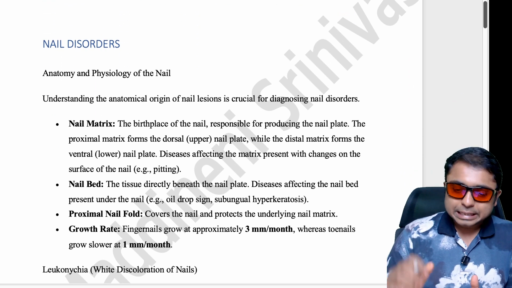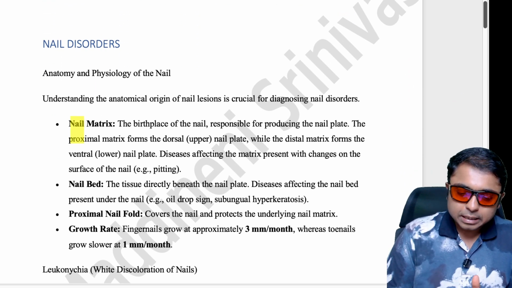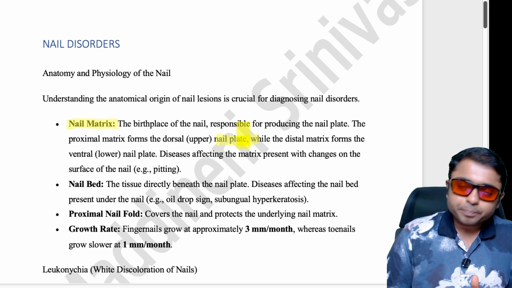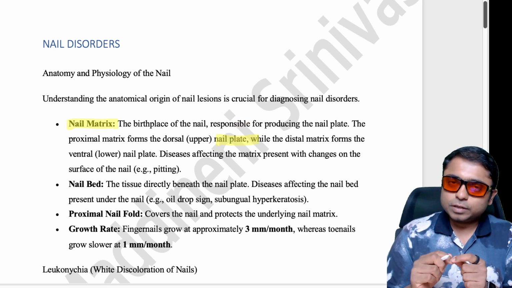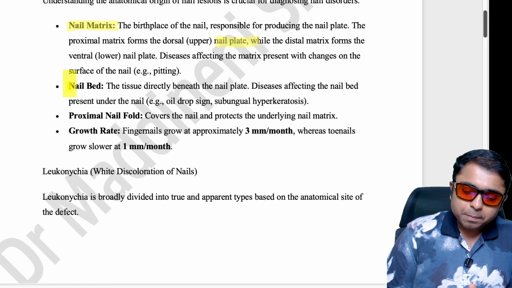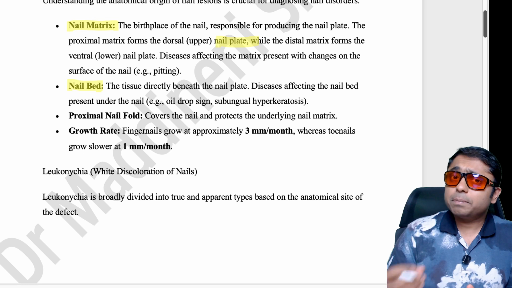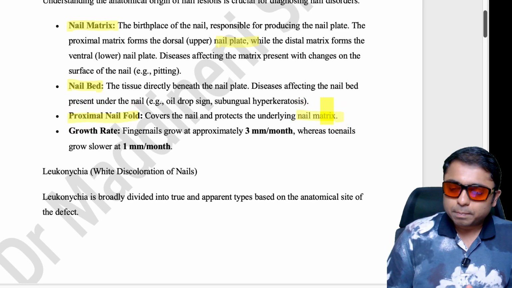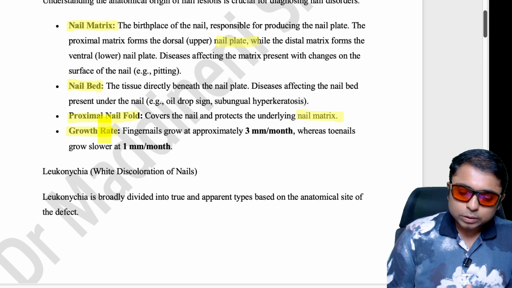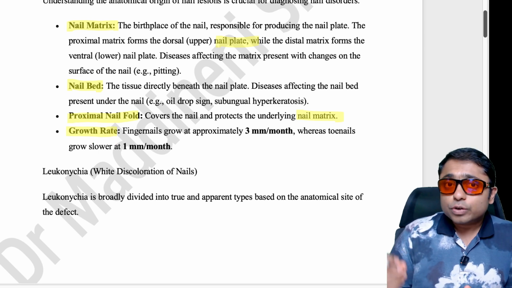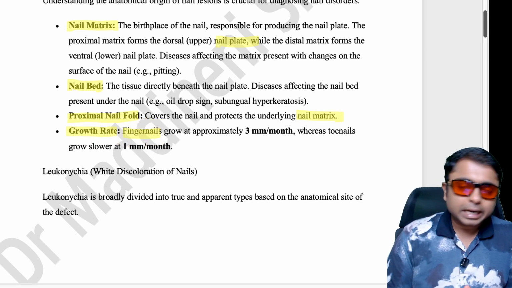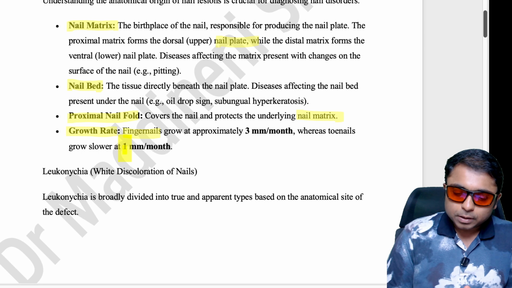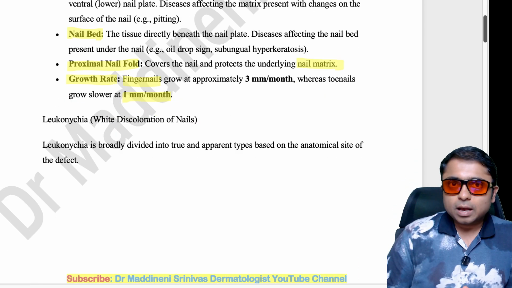Nail matrix is going to produce the nail plate which is visible and the portion which you can touch and feel. Nail bed is the structure on which the nail plate rests upon. Proximal nail fold is going to cover the nail matrix proximally. Growth rate of the nail is 3 millimeters per month for fingernails and 1 millimeter per month for toenails.